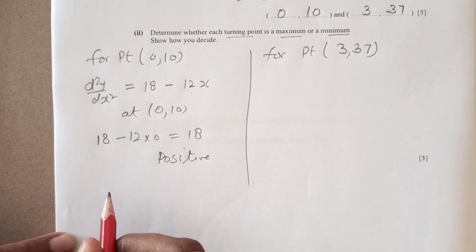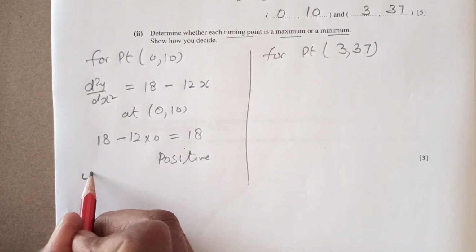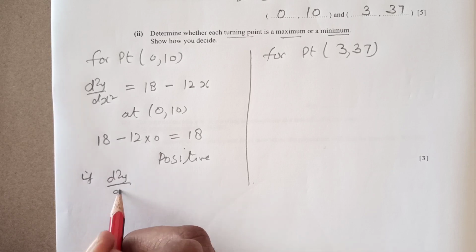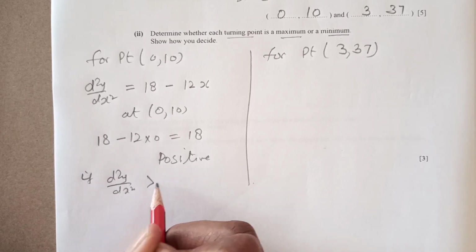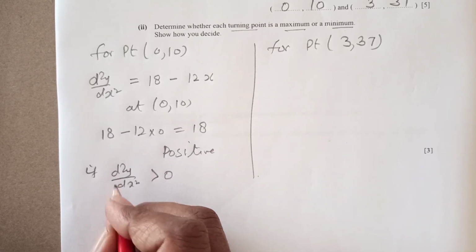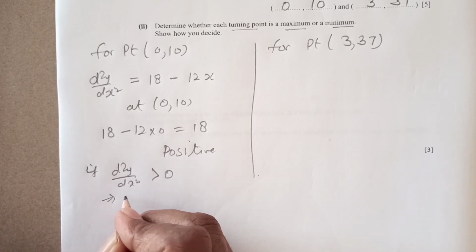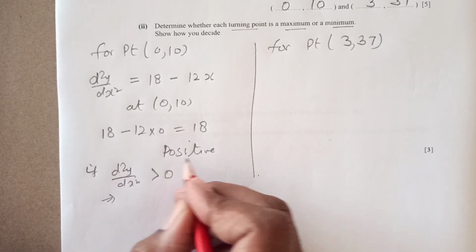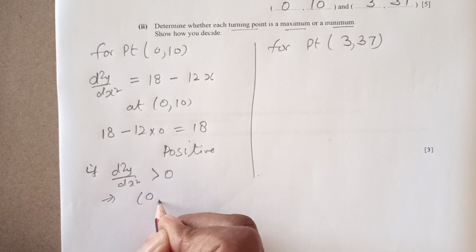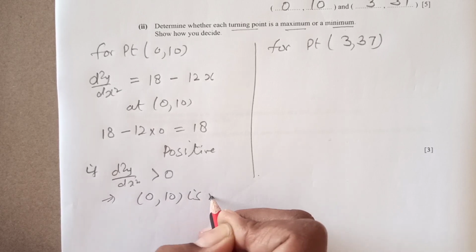When second derivative is greater than 0 for a certain point, then it is a minimum point. If it's positive, it's minimum. So that means 0, 10 is minimum.